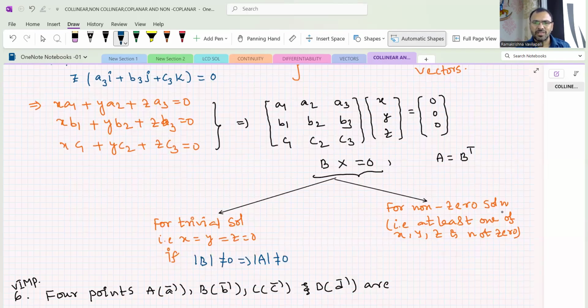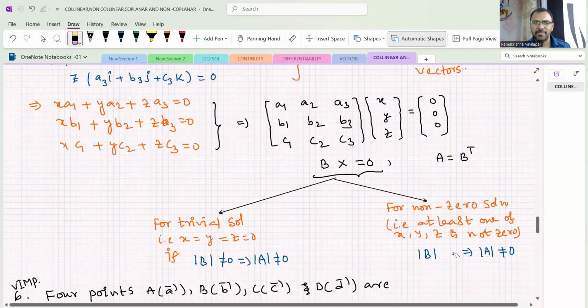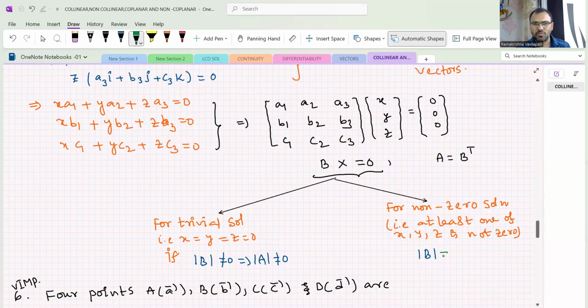For a non-zero solution, det B must be not equal to 0, which implies that A is not equal to 0. Remember that for non-coplanar vectors, the determinant must be not equal to 0. For coplanar vectors, the determinant must be equal to 0, which implies that det A equals 0, because det A equals det of B transpose equals det B.